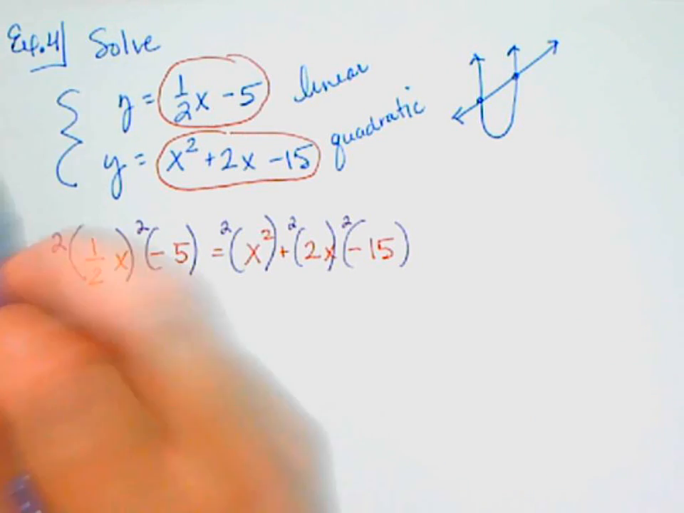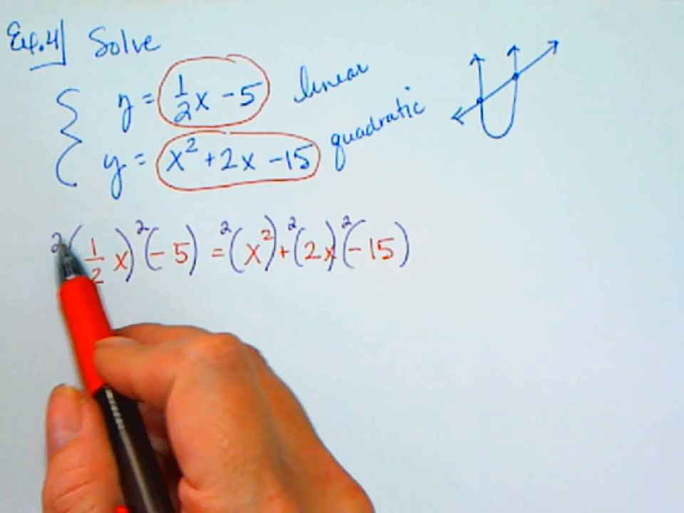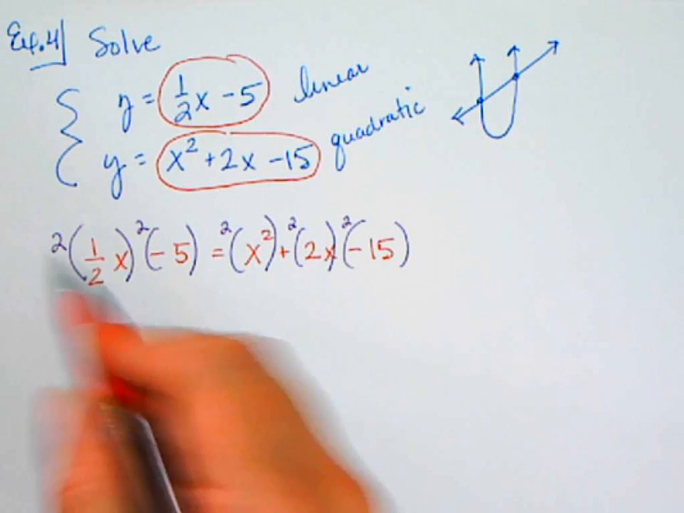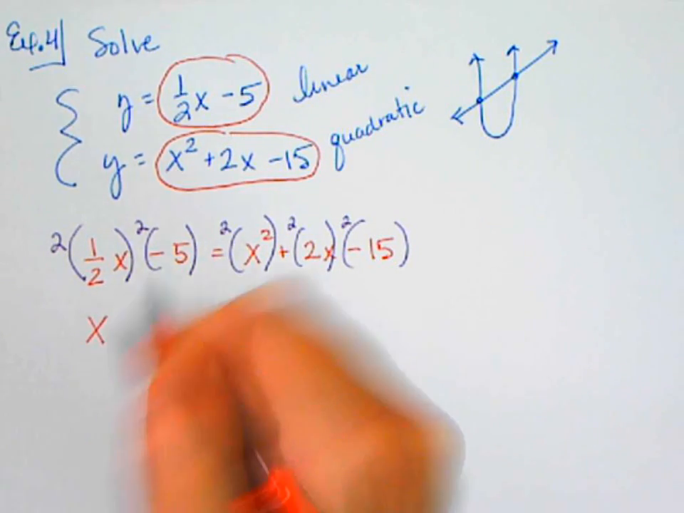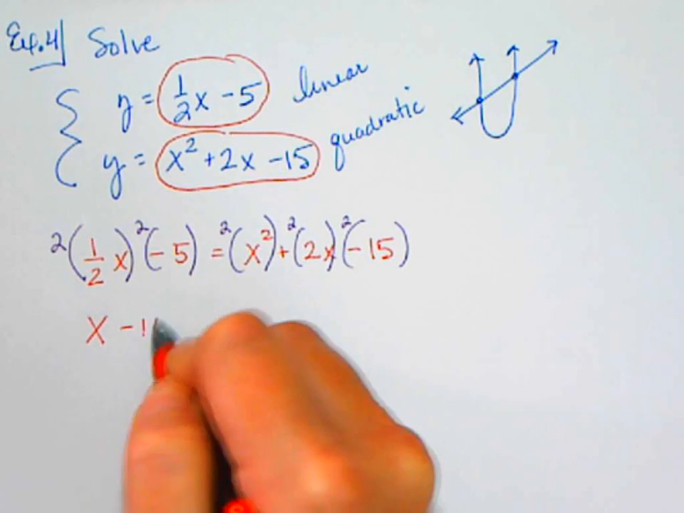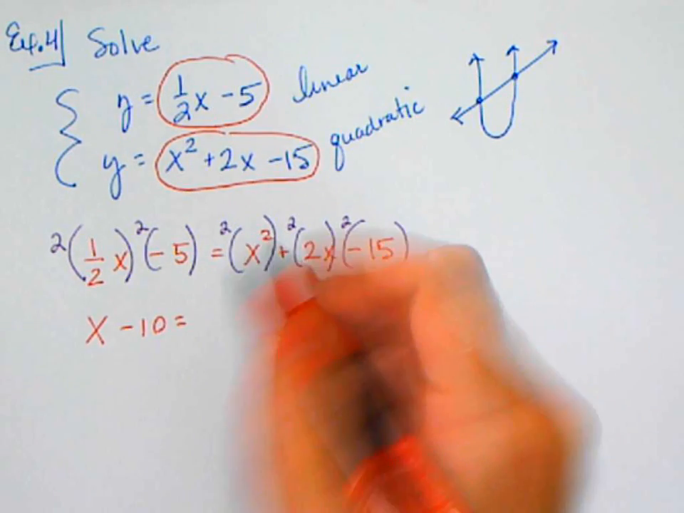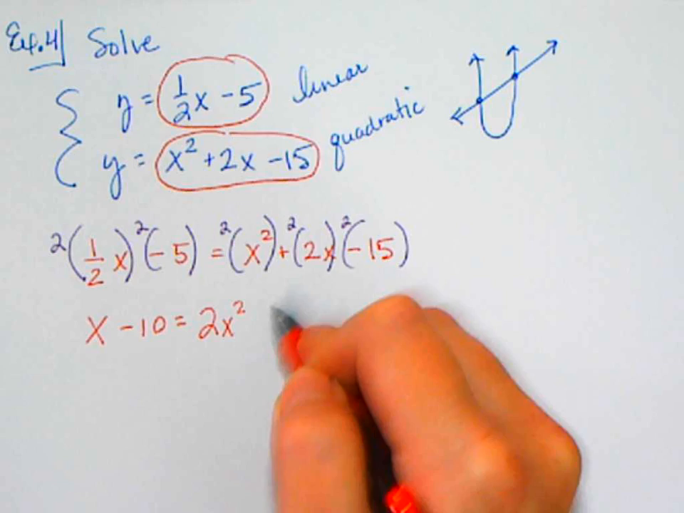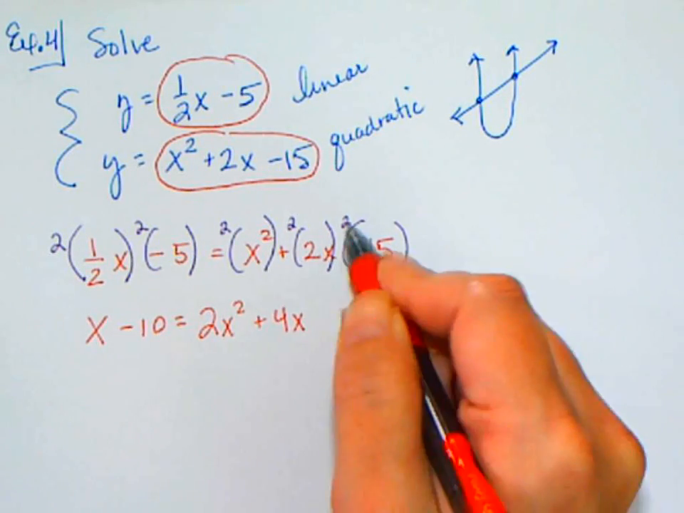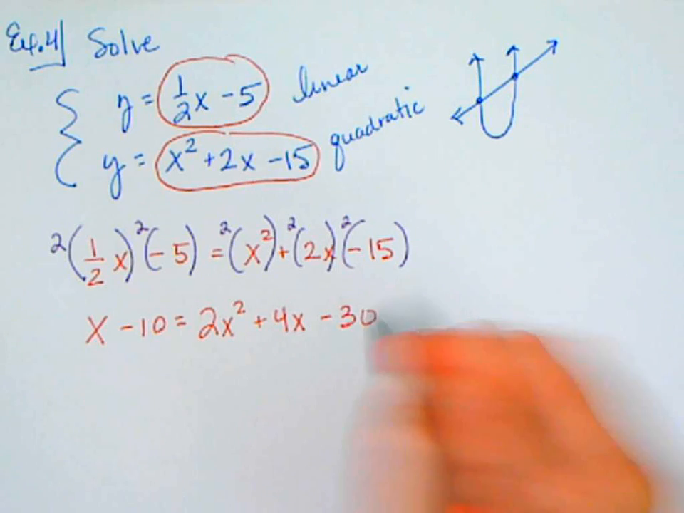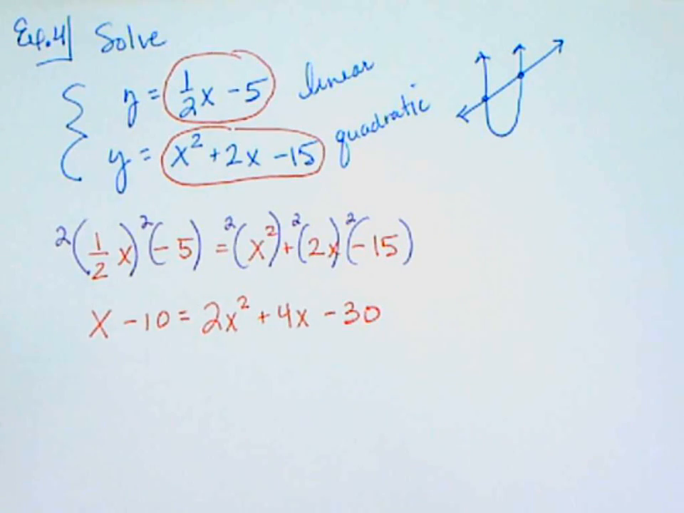So, like I said, 2 times 1/2 x, which means half of 2, is 1x or just x. 2 times negative 5 is negative 10. 2 times x squared is 2x squared. 2 times positive 2x is positive 4x. And 2 times negative 15 is negative 30. So it's an extra step, but at least I don't have to deal with fractions now, right?